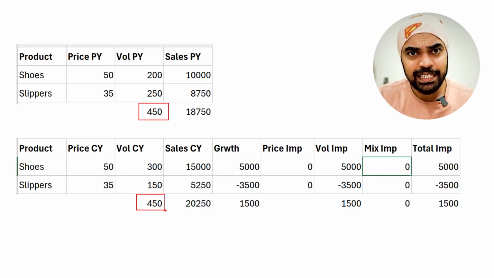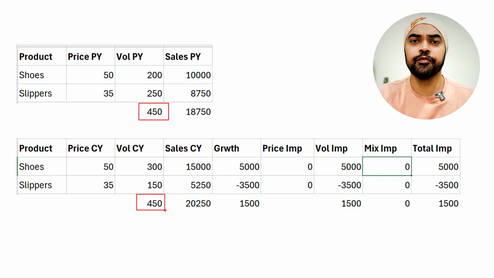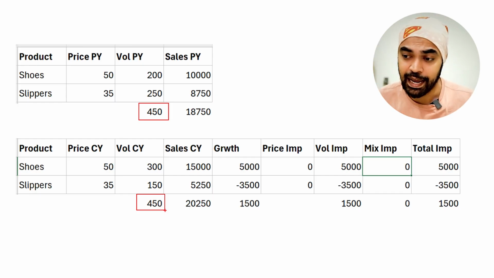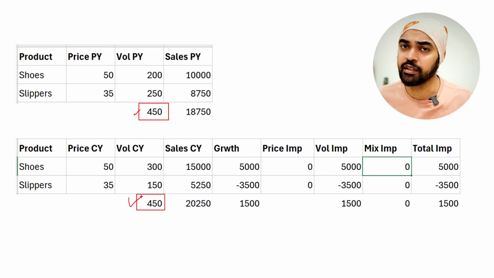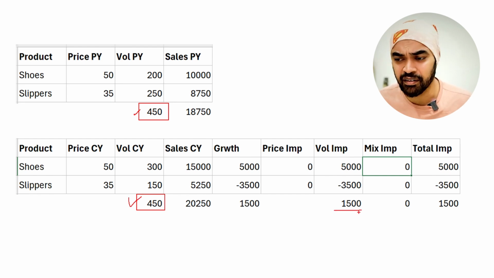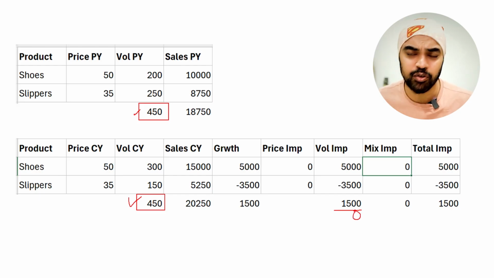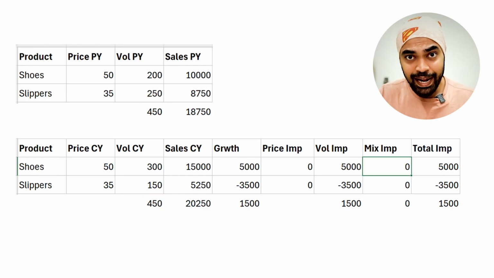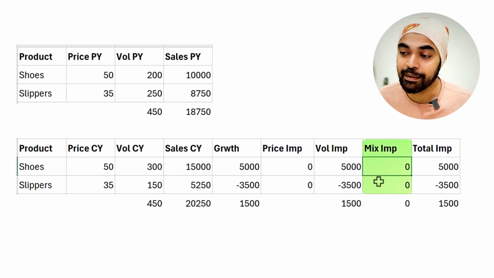So technically speaking, if I'm taking a look at the volume impact on a total level of all of the products that I have, I should actually be getting 0. So 450 here and 450 here, no change in the volume, and this number should not be 1500. This number should technically be a 0 because overall I have sold the same number of units. But we should actually take a look at some mix impact right here.